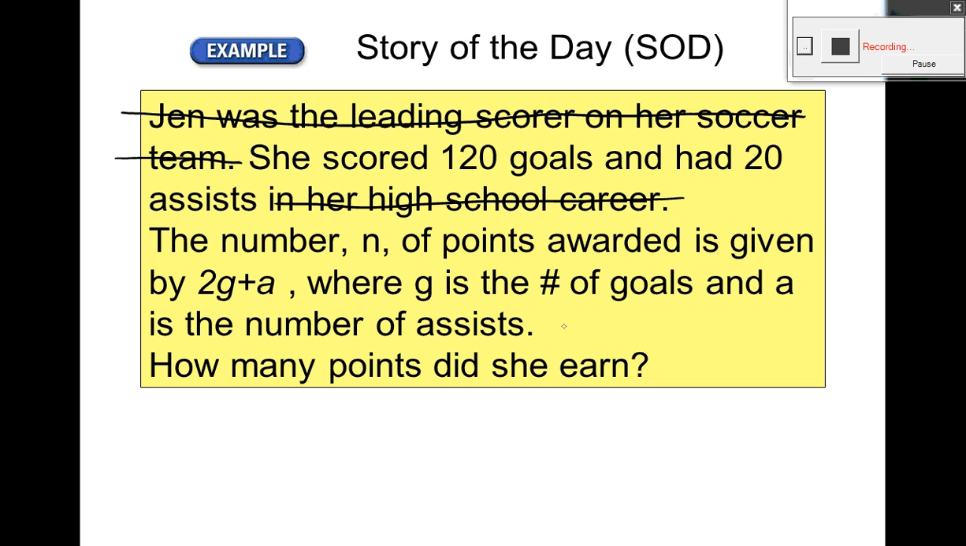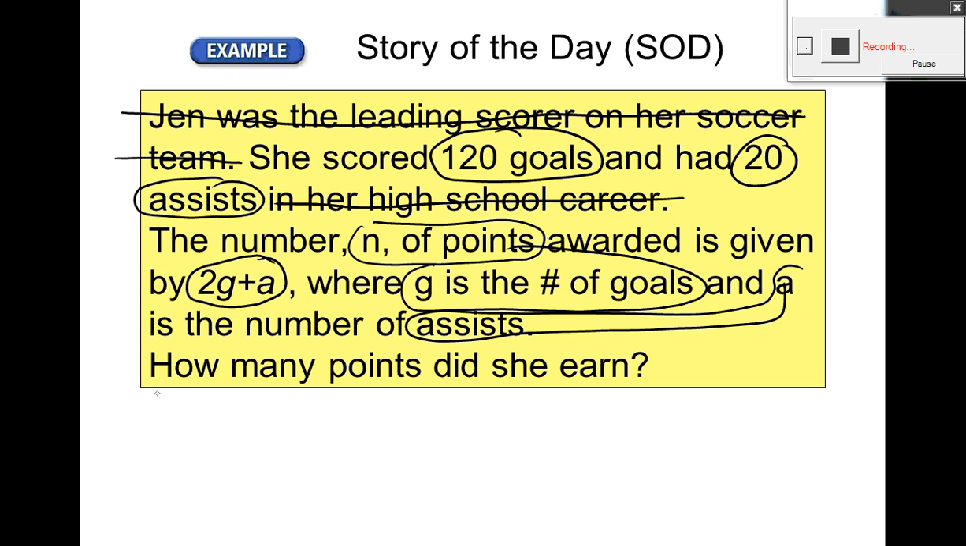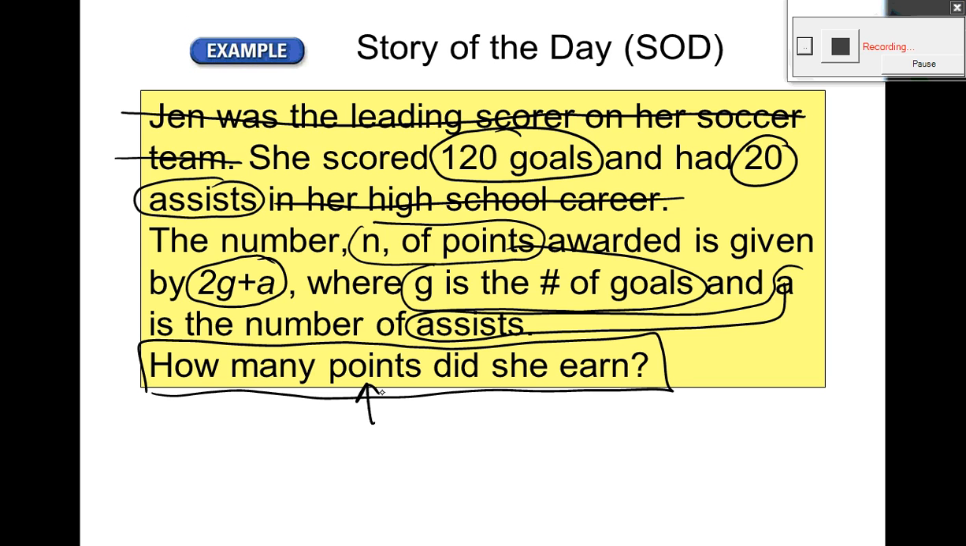Now let's concentrate on some things that we know, some important information. We know that she had 120 goals. She had 20 assists. We have an expression here, 2G plus A. We know that N is the number of points. We know that G is the number of goals. And we know that A is the number of assists. And the thing that we want to know, how many points did she earn? How many points? So we're looking for N, number of points.